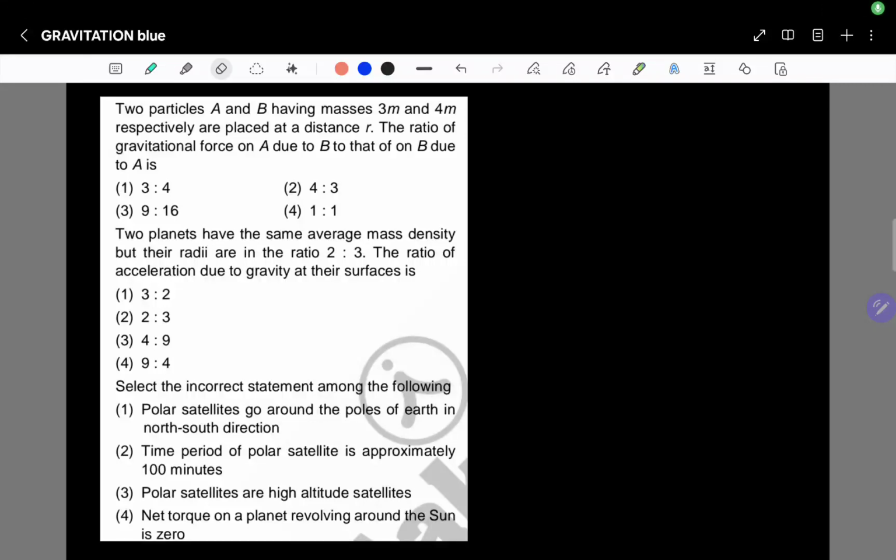Hi, my dear students. Today I am going to explain gravitation, one more high weightage chapter. Gravitation related different model questions. Please concentrate, students. Now, here, gravitation, very first question.